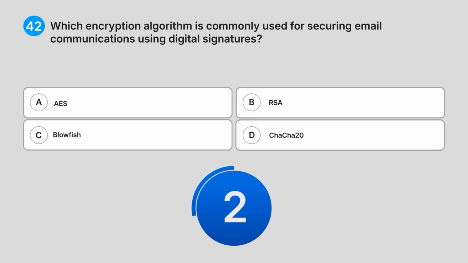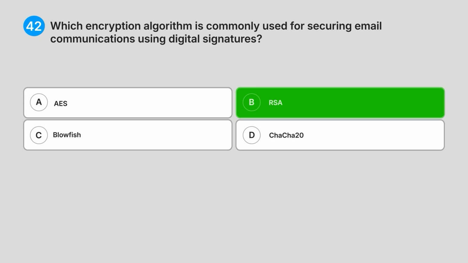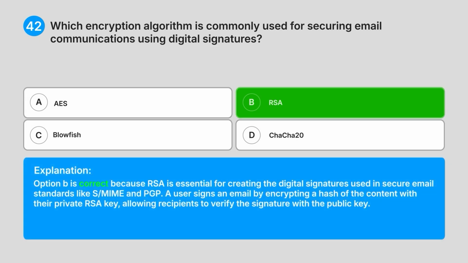Correct answer, B. RSA. Explanation: option B is correct because RSA is essential for creating the digital signatures used in secure email standards like S/MIME and PGP. A user signs an email by encrypting a hash of the content with their private RSA key, allowing recipients to verify the signature with the public key.